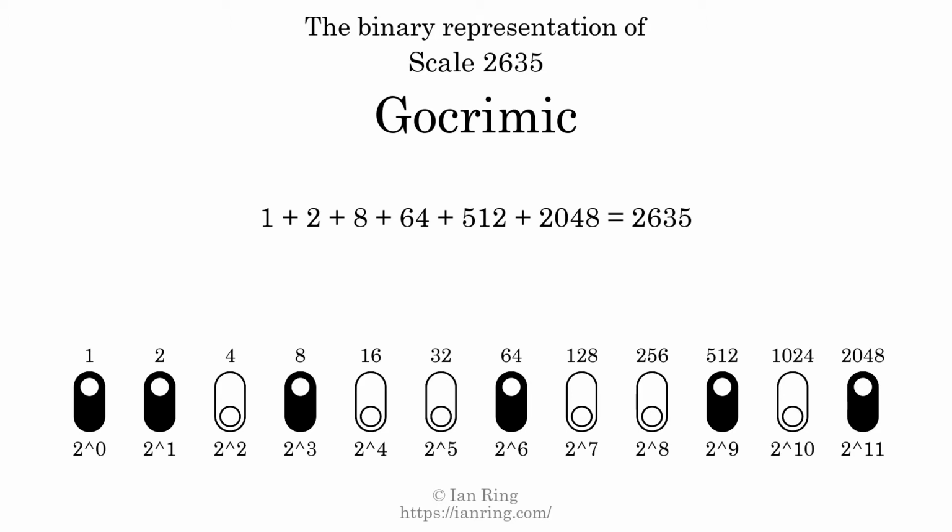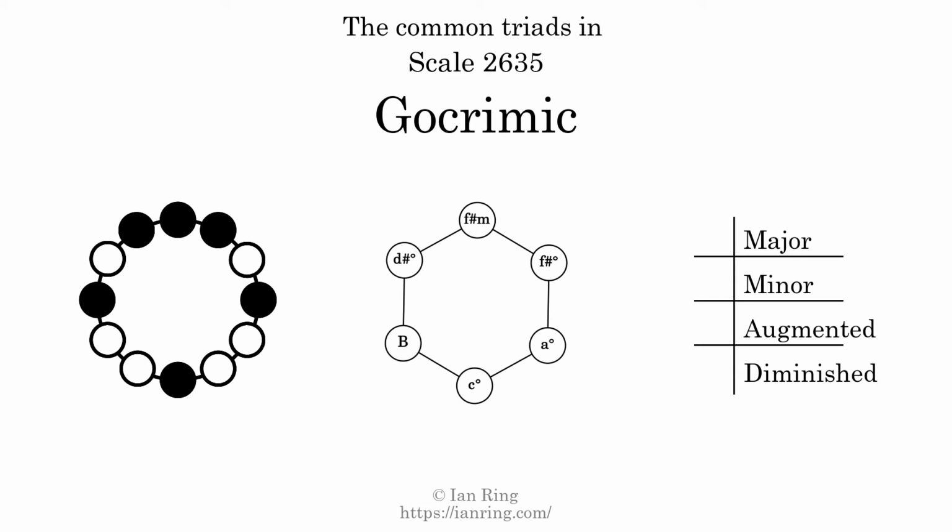2635. The scale number not only enumerates the scale with a unique index, but it also literally describes the tonal content of the scale. Represented as a binary number in base 2, the scale number is 101001001011. Here are the common triads present in this scale.